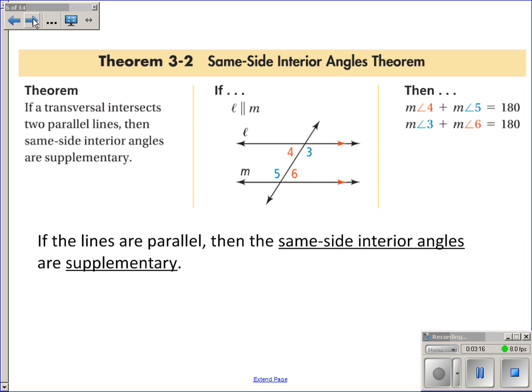The same side interior angles theorem is slightly different. Again, the lines must be parallel lines. But the same side interior angles are supplementary. So for example, 4 and 5 are not congruent because one is acute and one is obtuse, but they're supplementary, meaning they add to be 180 degrees. In slightly simpler terms, if the lines are parallel, then the same side interior angles are supplementary.